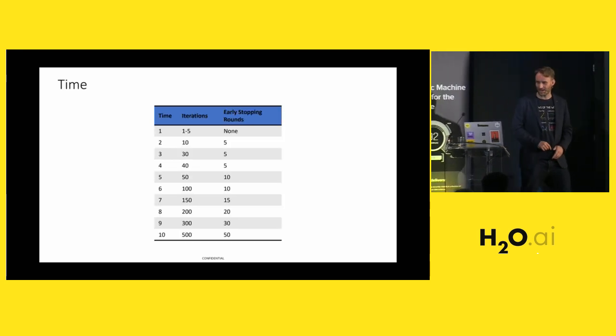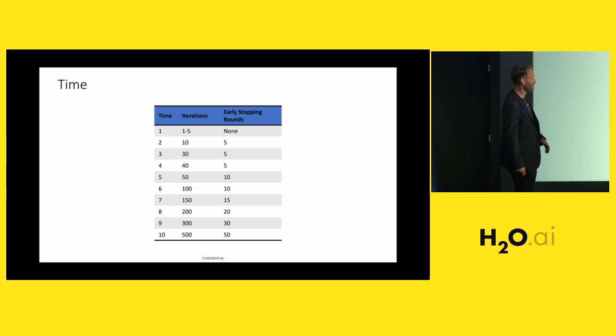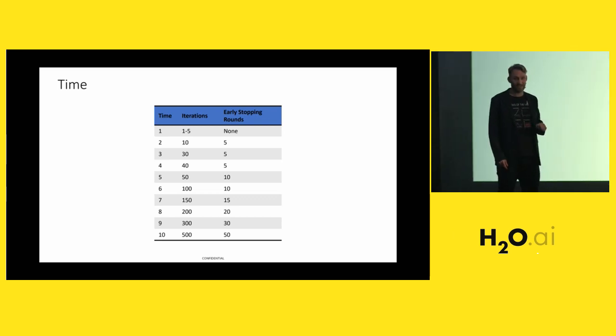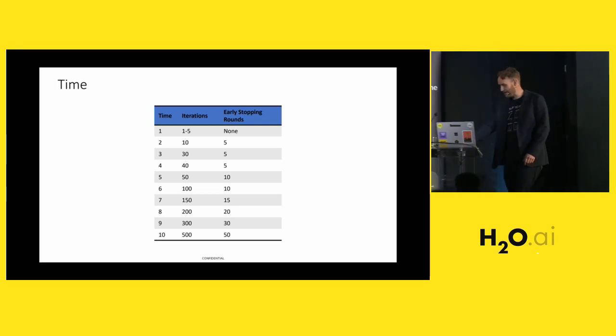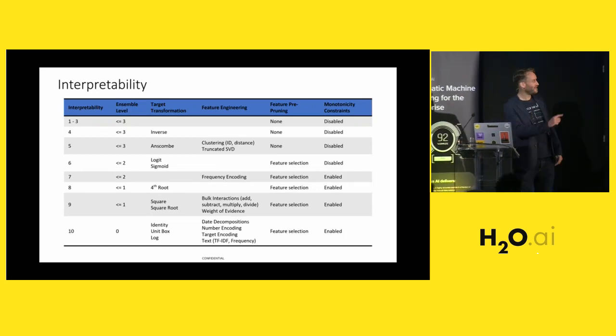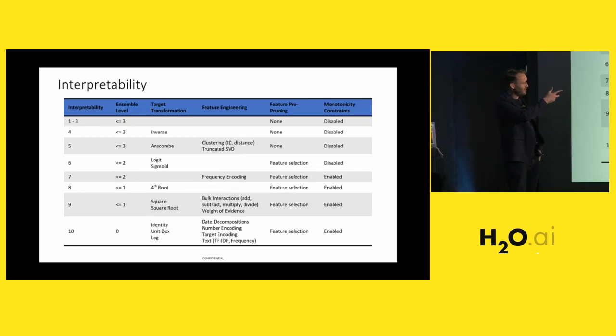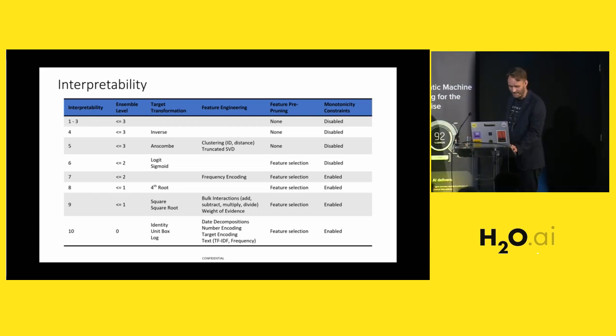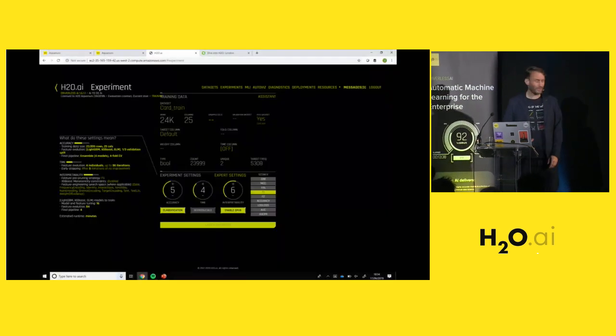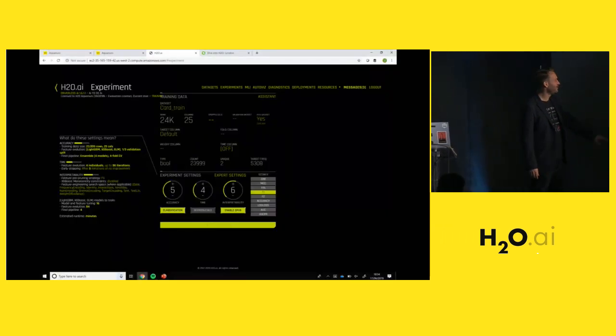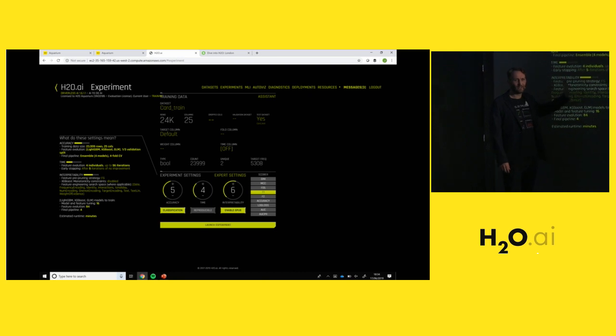So time goes through iterations. I'll talk about iterations in a minute. And then interpretability. Again, it all depends on what transformations are being used behind the scenes and what feature engineering. All this is available within the documentation. What we try and do, though, is give a high-level view on this left-hand side of what is actually changing. Sometimes when you change it, depending on the data set, things don't look like they've changed.